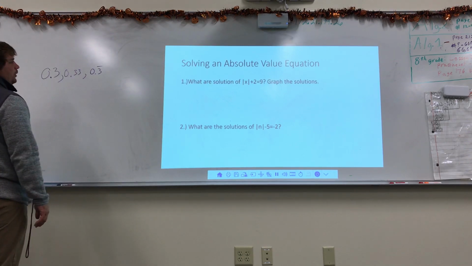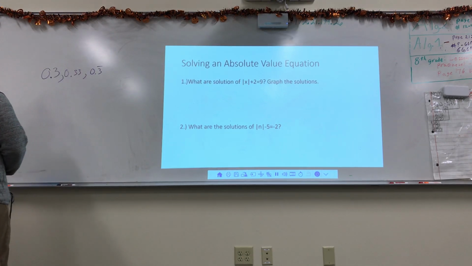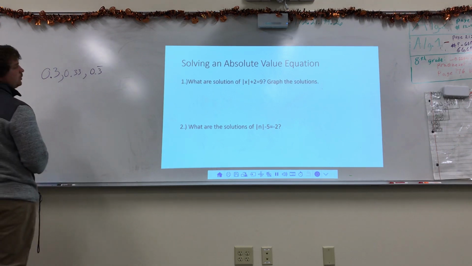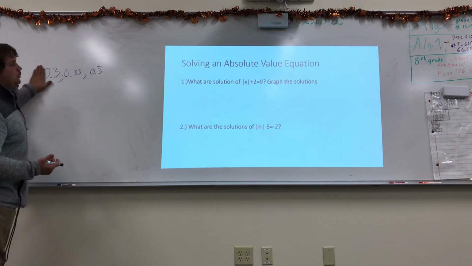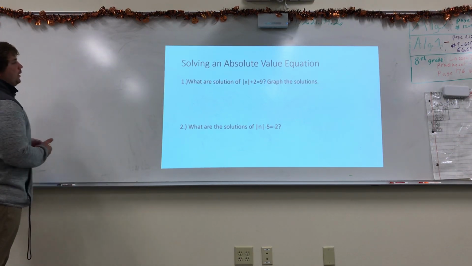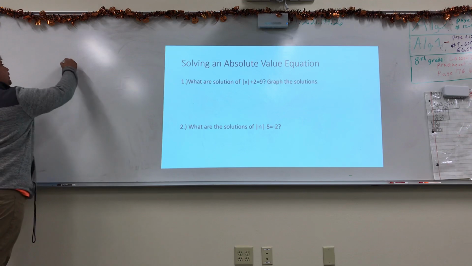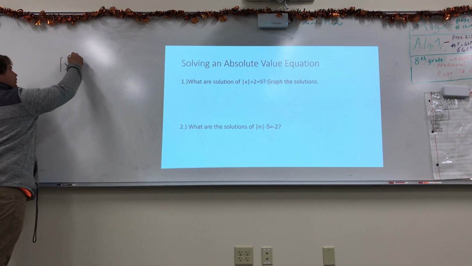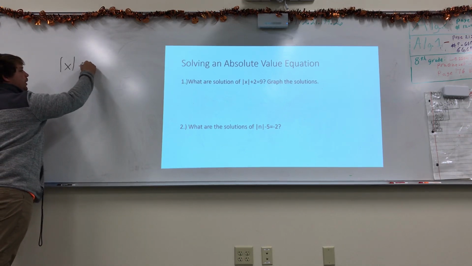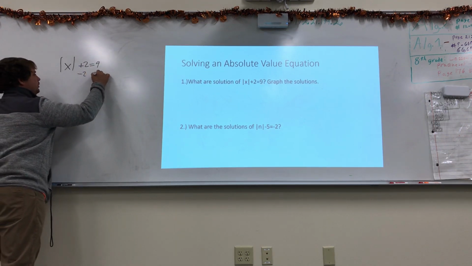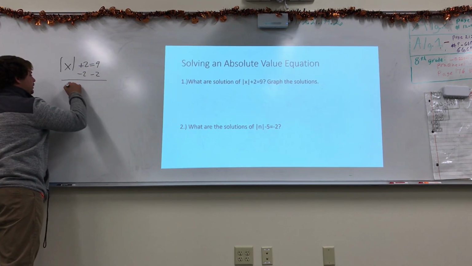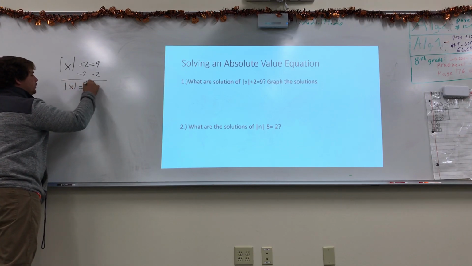Solving an absolute value equation. So, what are the solutions of the absolute value of x plus 2 equals 9? Graph your solution. So, you have the absolute value of x plus 2 equals 9. We subtract 2, and we get the absolute value of x equals 7.